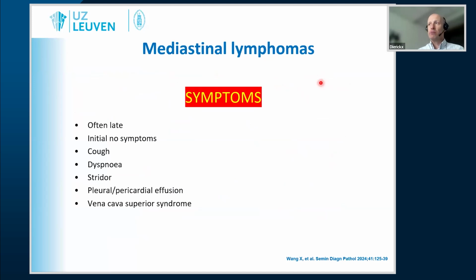How do mediastinal lymphomas present? Well, it really has a very heterogeneous way of presentation. So most important is that it is often late, because it can grow without any complaints or with atypical complaints. And then all of a sudden there is an urgency because the mediastinal lymphoma has grown so much that it compresses other structures. So it's often late. Initially, there are no symptoms. There can be a cough, dyspnea, stridor. It can present with a pleural or a pericardial effusion, and it also can present with compression of the vena cava superior, the so-called vena cava superior syndrome.